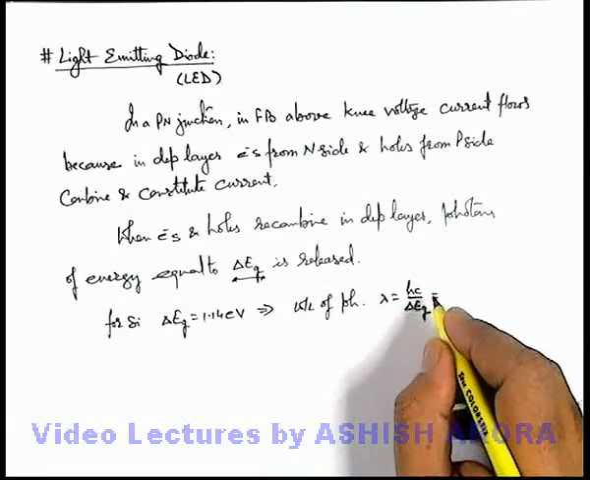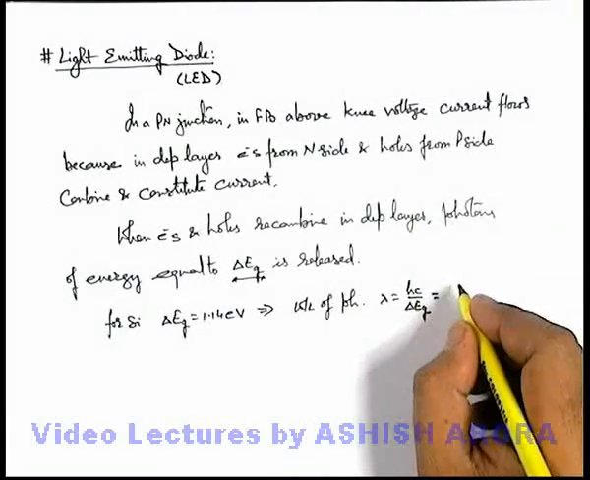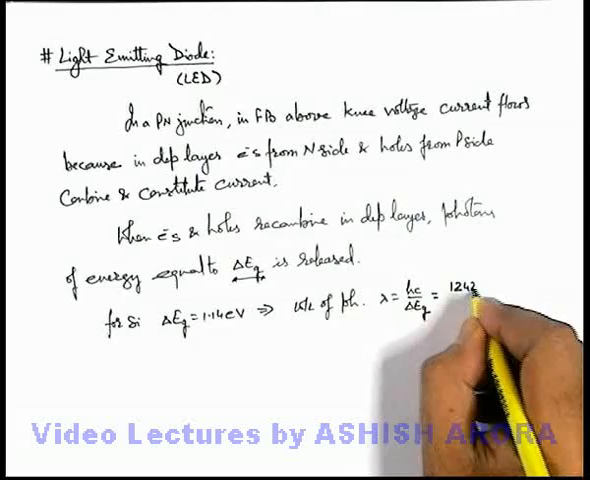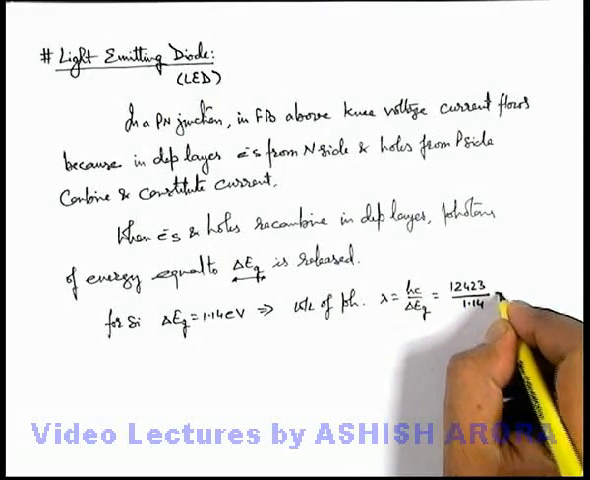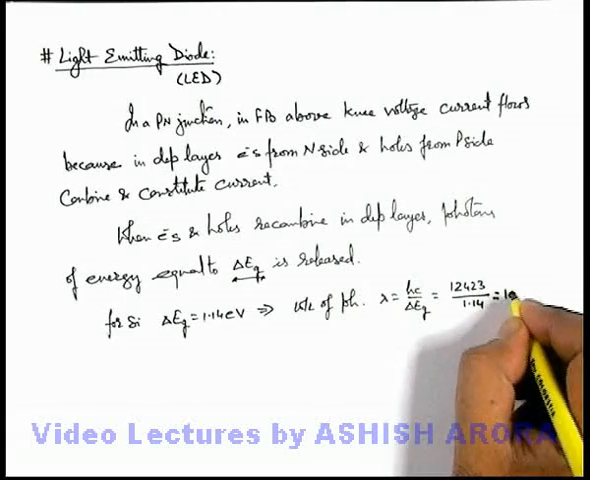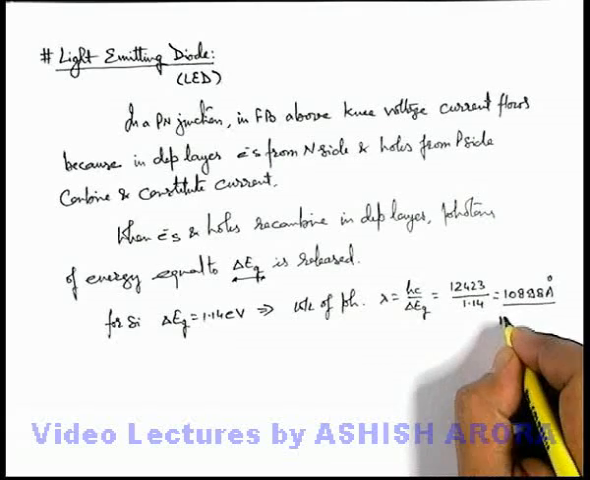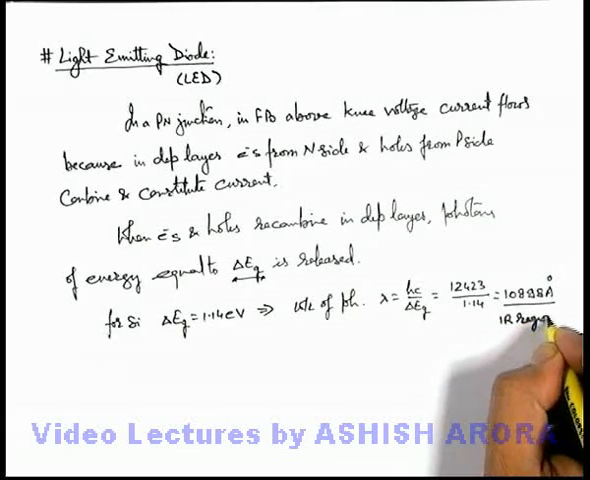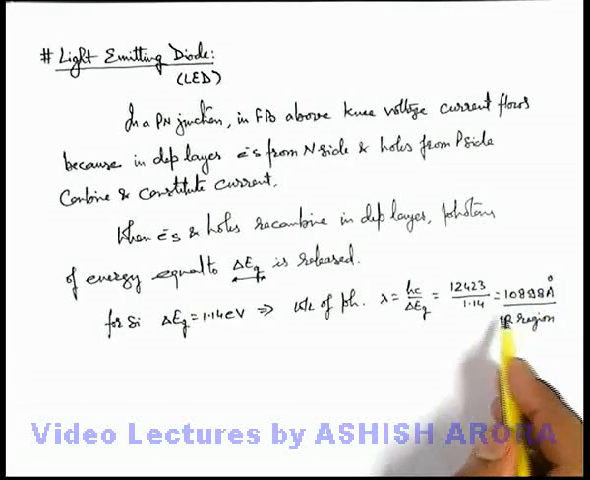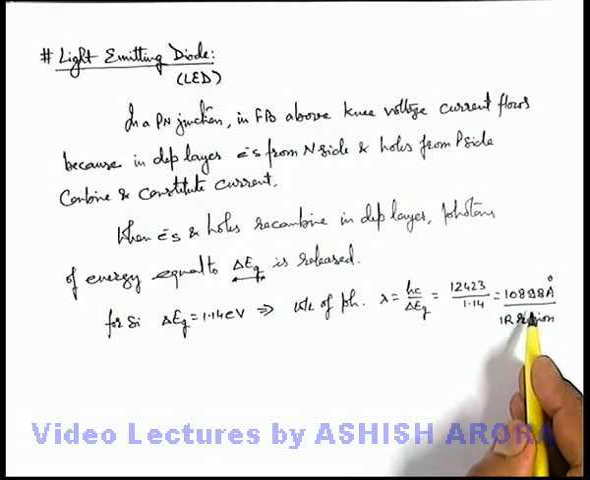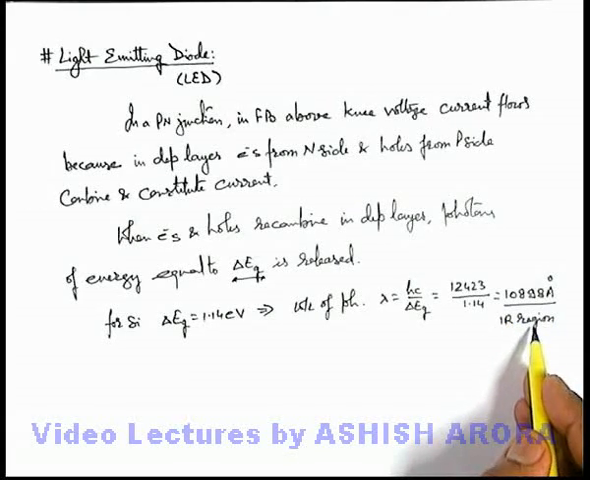So if we substitute the values of the constant hc, and delta Eg is given in electron volt, it can be written as 12423 by 1.14 electron volt, which is equal to 10,898 angstrom. And this is a wavelength which lies in the infrared region. So this is not visible, because we know that the range of visible light is approximately from 4000 to 8000 angstrom. So here the wavelength emitted is in the infrared region only.